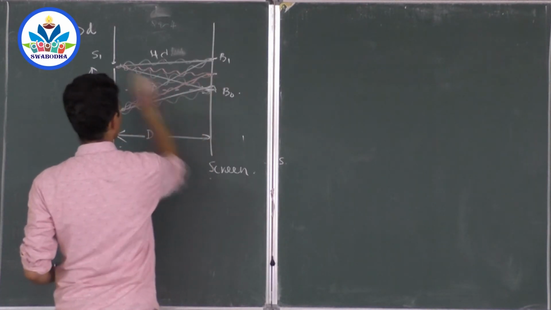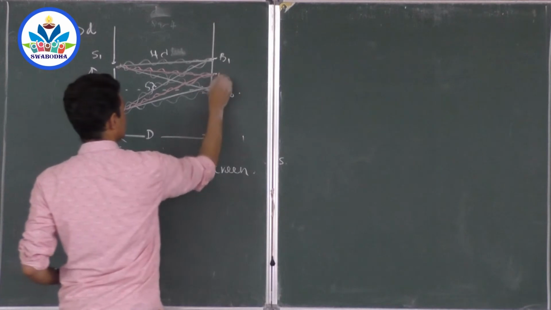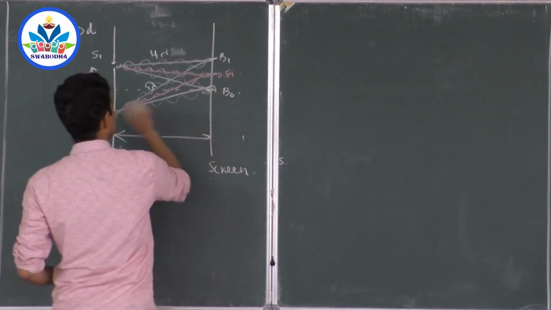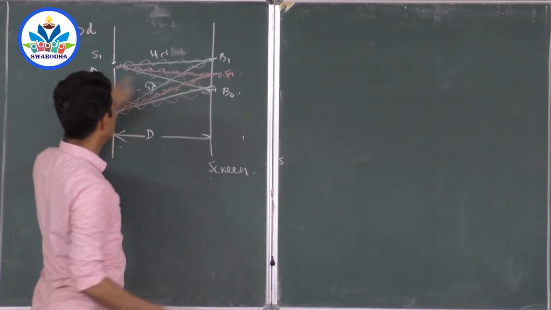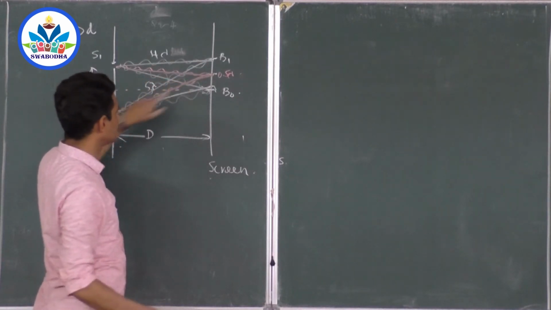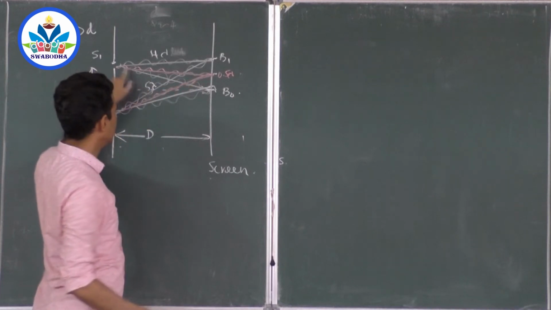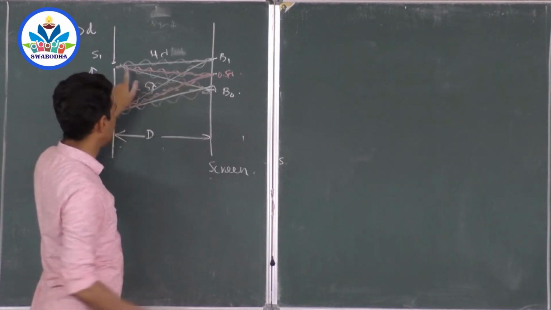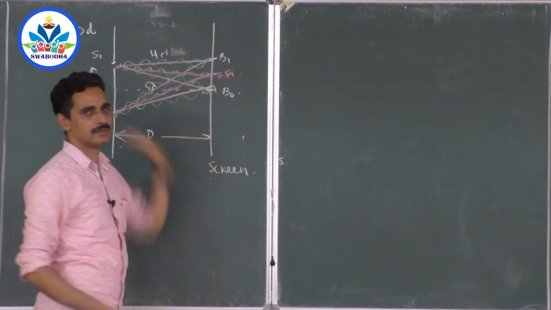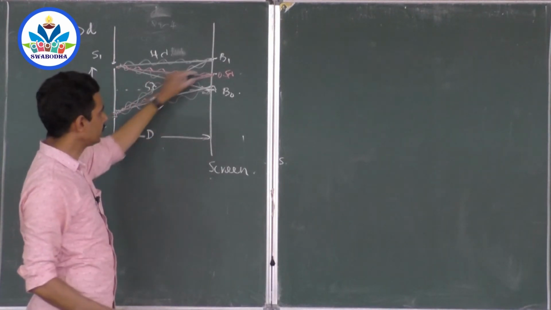This travels more, this travels less. How much less? Say 0.5 lambda. This travels say some 4.5 lambda, or this travels 4.75 lambda. This one say, okay, this is 3.5 lambda, this is 4 lambda. Then the difference is half lambda. So path difference is half lambda.